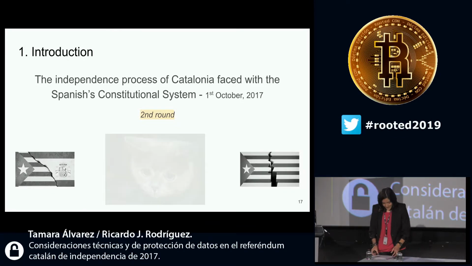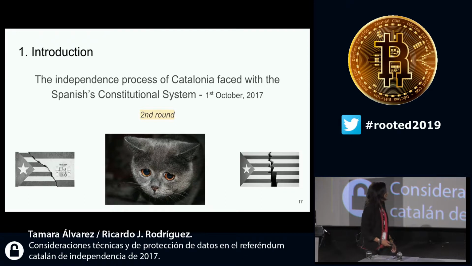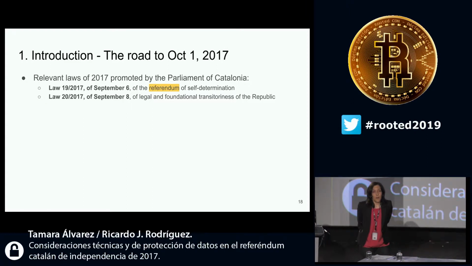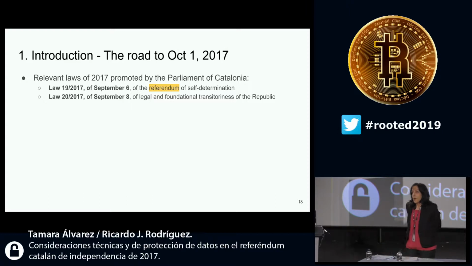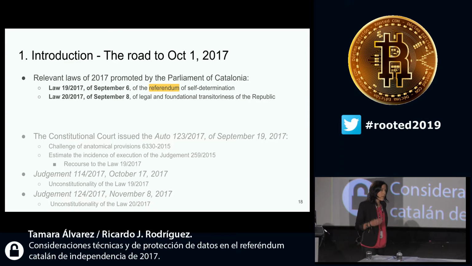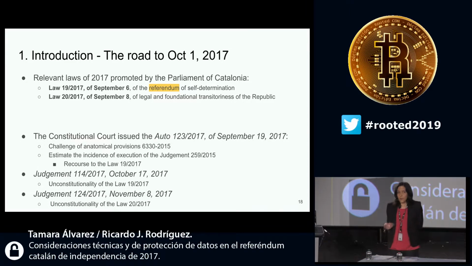And what happens here in 2016? Well, the situation is even sadder. Why? Because the Catalan Parliament approves two laws, Law 19 and Law 20 from 2017. The first one for the referendum of self-determination, and Law 20, 2017, regarding the legal and foundational transitoriness of the Republic, knowing that the Constitutional Court had ruled on the unconstitutionality of the process according to the principles of constitutional loyalty and national sovereignty that I just mentioned.